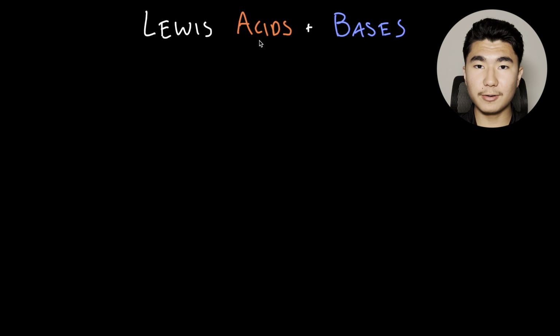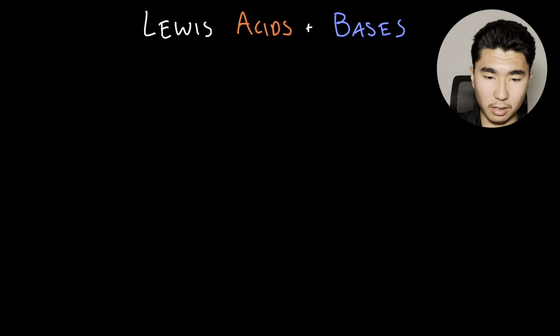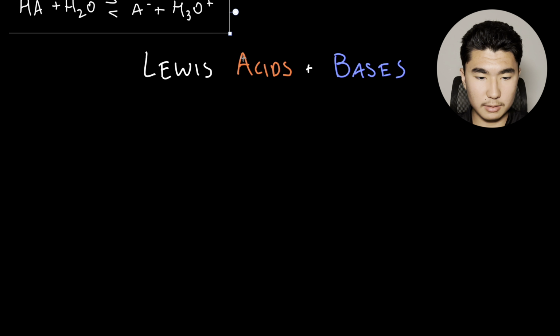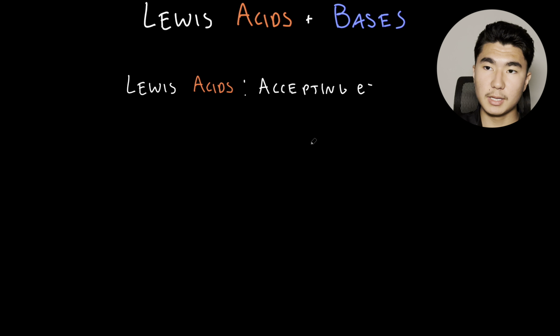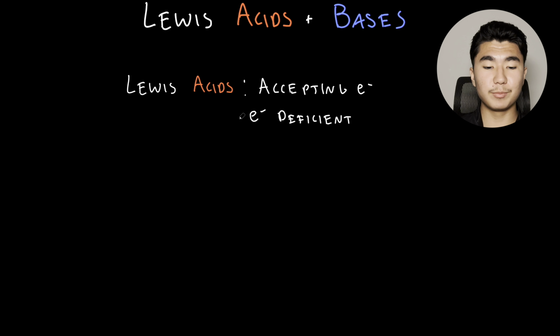Now, the Lewis acid theory is much different from the Bronsted-Lowry theory and the Arrhenius bases and acids. So let's define what Lewis acids are. Lewis acids are defined as accepting electrons, and they are usually going to be electron deficient, meaning that they actually need the electrons, they actually want the electrons, and these are usually going to be cations. So when you see an ion that's a cation, more than likely it's going to be a Lewis acid.